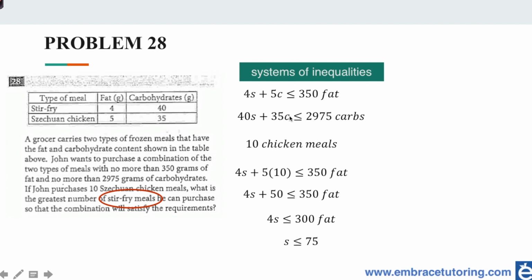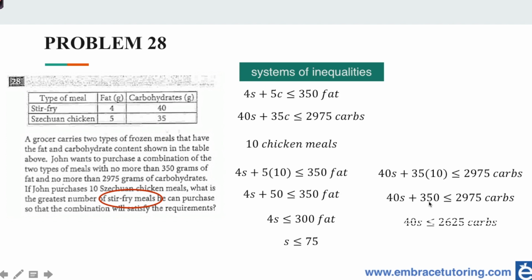I need to do this again, and I need to check what this is going to equal in this instance, and how many meals, whichever one is going to be lower, right? And that's going to be my correct amount. Here I have 40s plus 35 times 10 is 350 is less than or equal to 2,975. I'm going to subtract 350 from both sides, and I get 40s is less than or equal to 2,625 carbs.